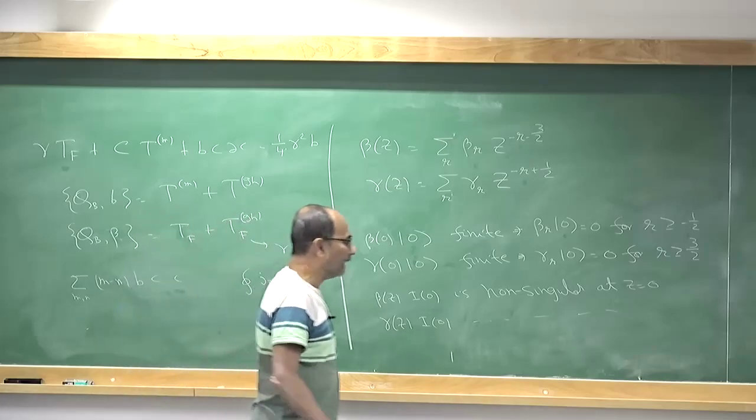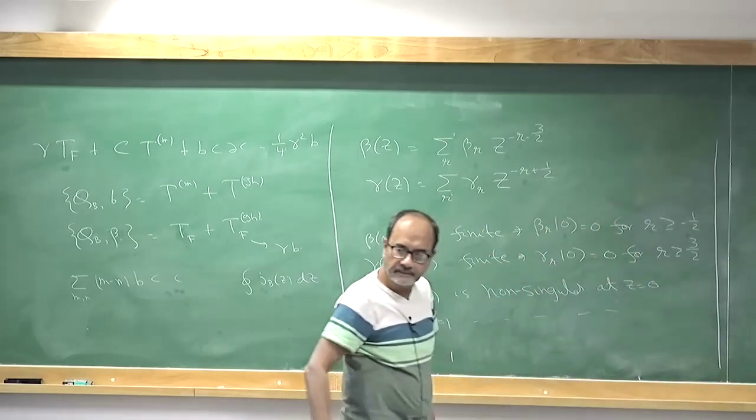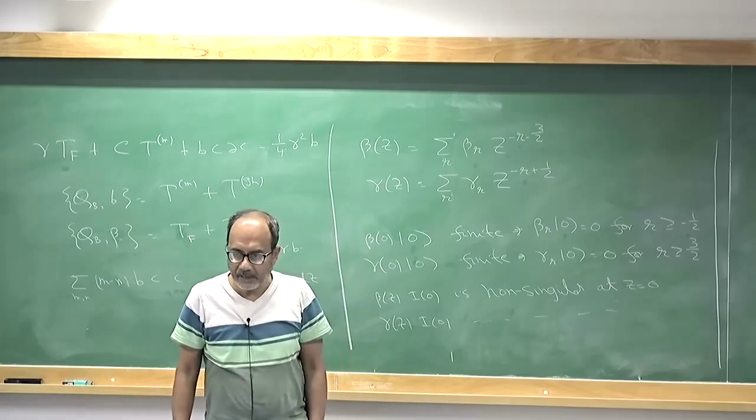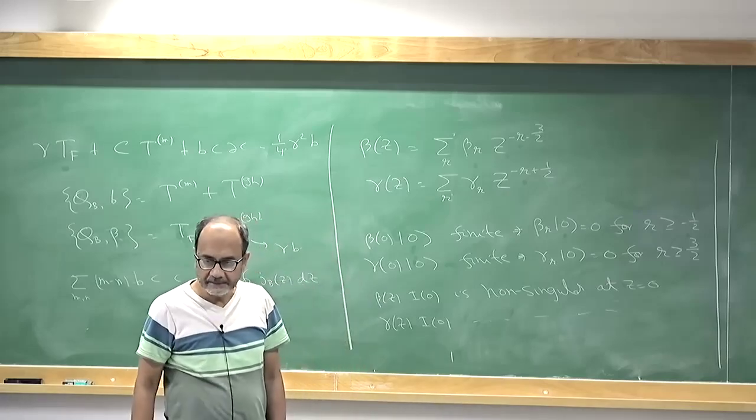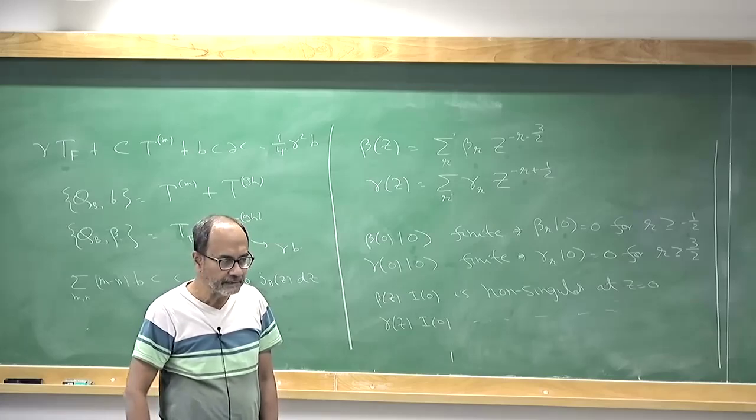Okay. But here, yes, NS sector, yeah. So half integer modes, yeah. Because the SL2 invariant vacuum is in the NS sector, right? That we had seen already. Because this is in the NS sector.